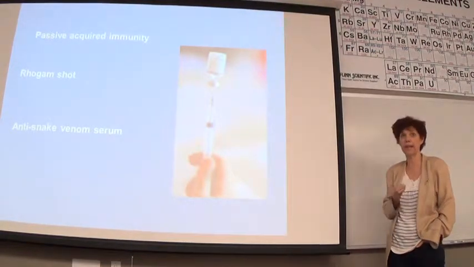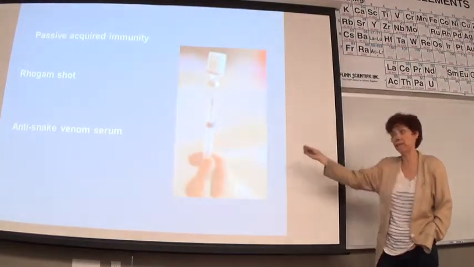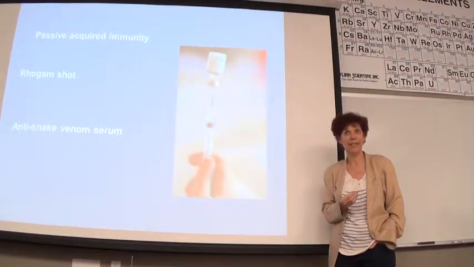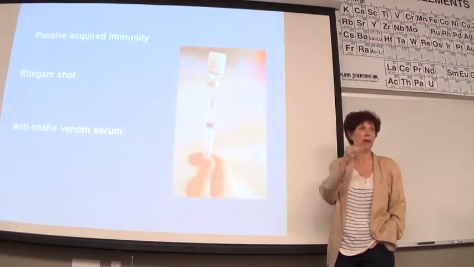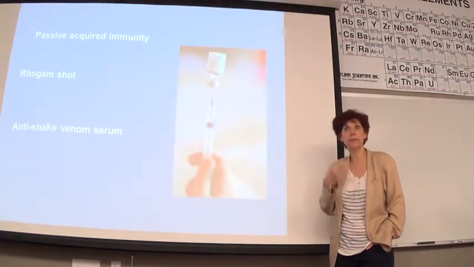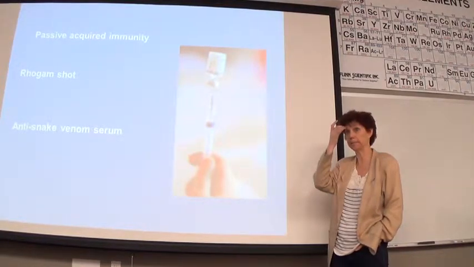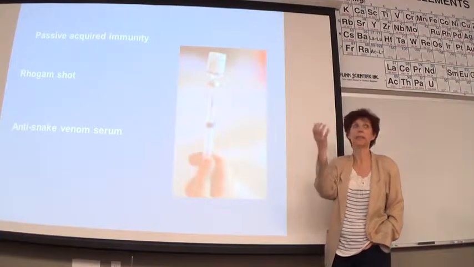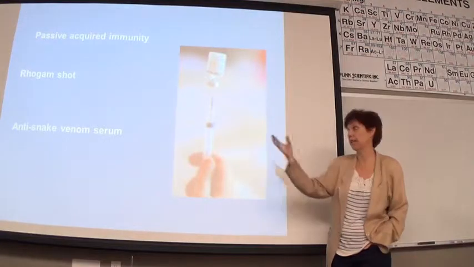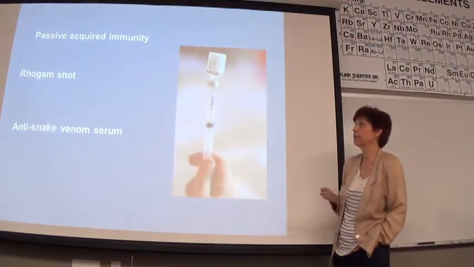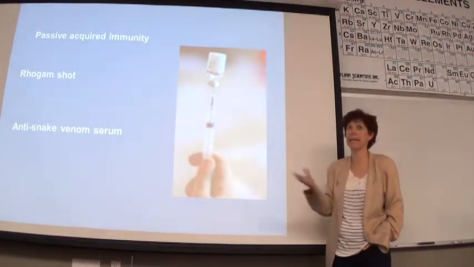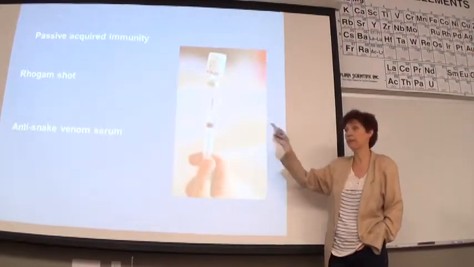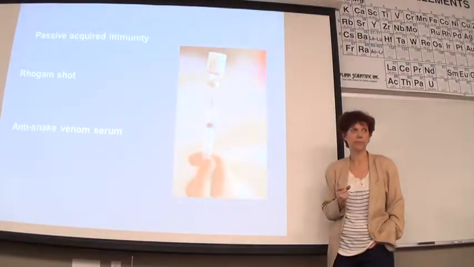We're not giving the Rh factor to the person. We're not giving the snake toxin to the person. We're giving the individual antibodies that were developed against that in a different organism. Hence, passive. The individual getting the antivenom serum or the RhoGAM shot is not making those antibodies. They're being given them by injection. Okay.